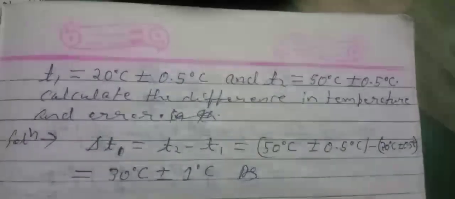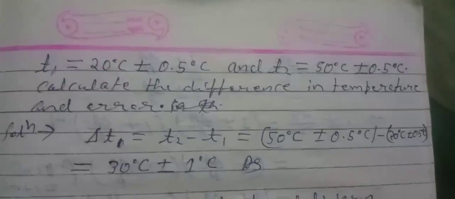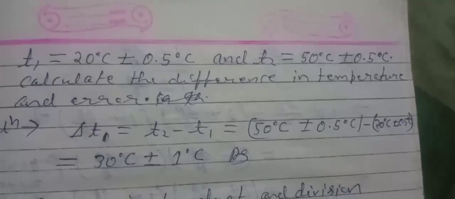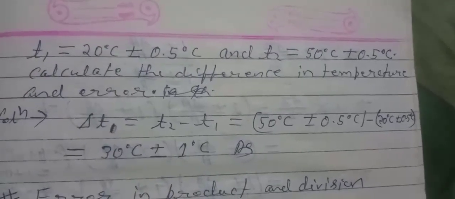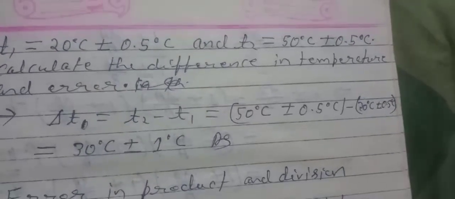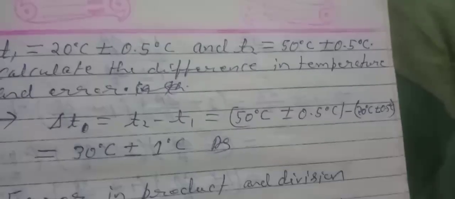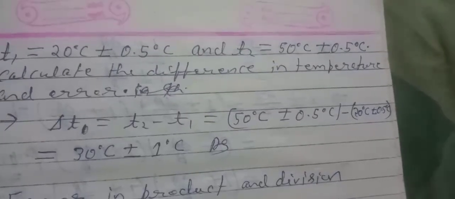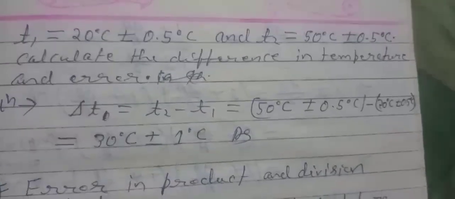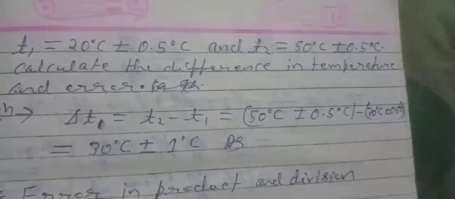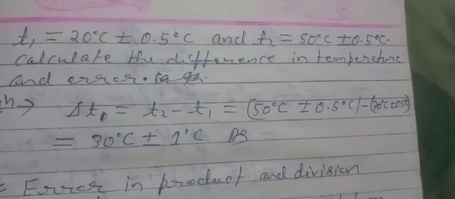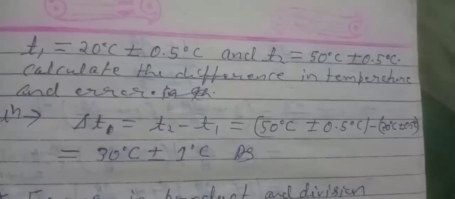For example, T1 equals 20 degrees Celsius plus minus 0.5 degrees Celsius, and T2 equals 50 degrees Celsius plus minus 0.5 degrees Celsius. Calculate the difference in temperature and error. Here ΔT equals T2 minus T1, which is 50 degrees Celsius plus minus 0.5 degrees Celsius minus 20 degrees Celsius plus minus 0.5 degrees Celsius. So ΔT equals 30 degrees Celsius plus minus 1 degree Celsius. So absolute error is always added.